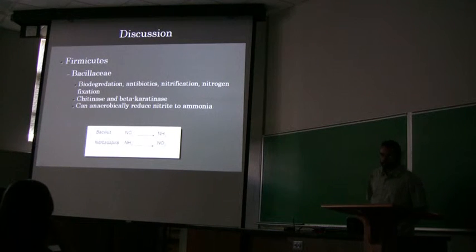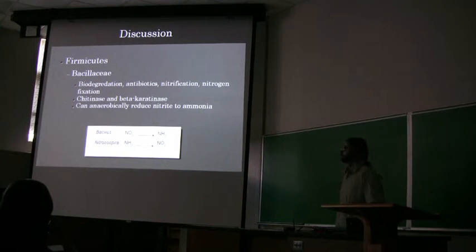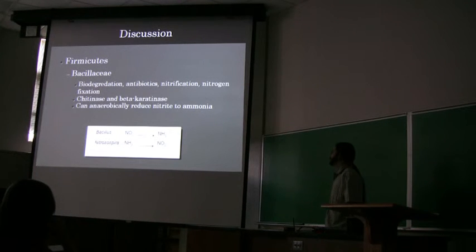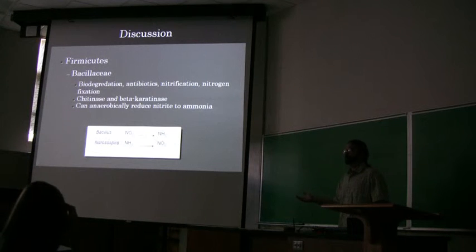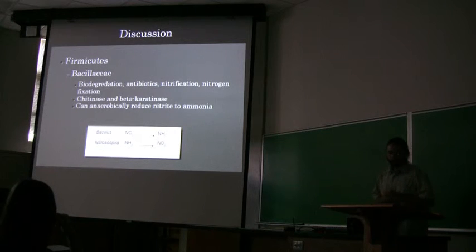Firmicutes, specifically the Bacillus genus, was found in this. And Bacillus are known for being able to do several things in the environment. Really, if a bacteria can do it, there's probably somebody in the Bacillus genus that can do it. They seem to be a jack of all trades. They're used in bioremediation, antibiotics, nitrification, nitrogen fixation. They have chitinase activity, so some of these organisms can break down some of that chitin that we were talking about earlier. And also beta-carotenases.